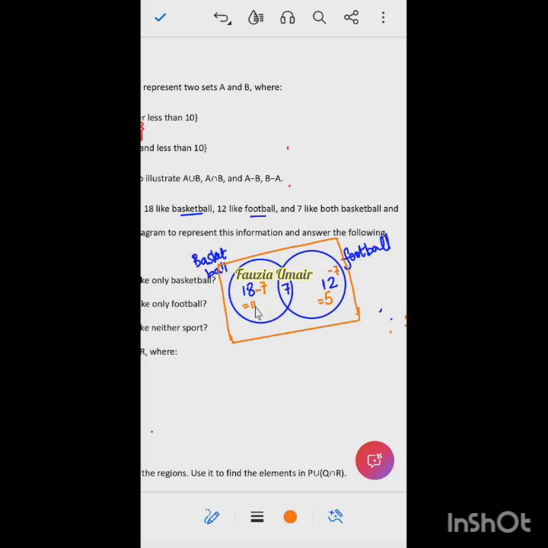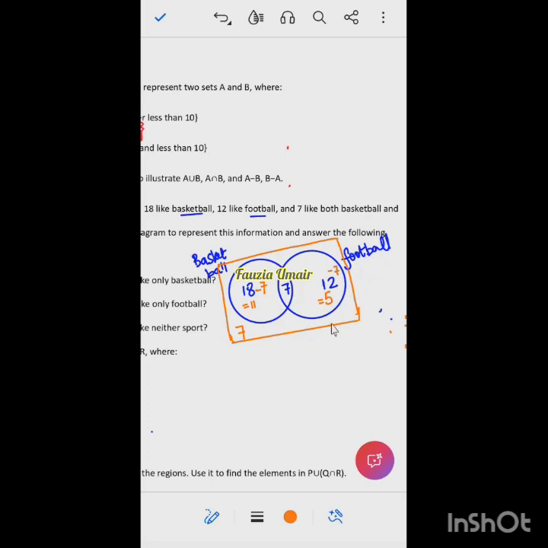So the rest of the students, how many students were left? 18 and 5, 23. So there are 7 students who will come outside those boxes, outside those circles. These 7 students do not like any of the games. Okay, maybe there are 7 girls in that class. Are you able to understand? Is that making sense?